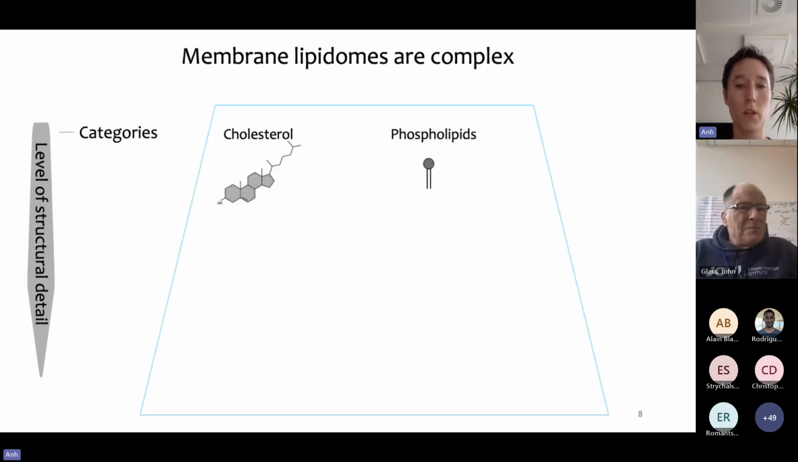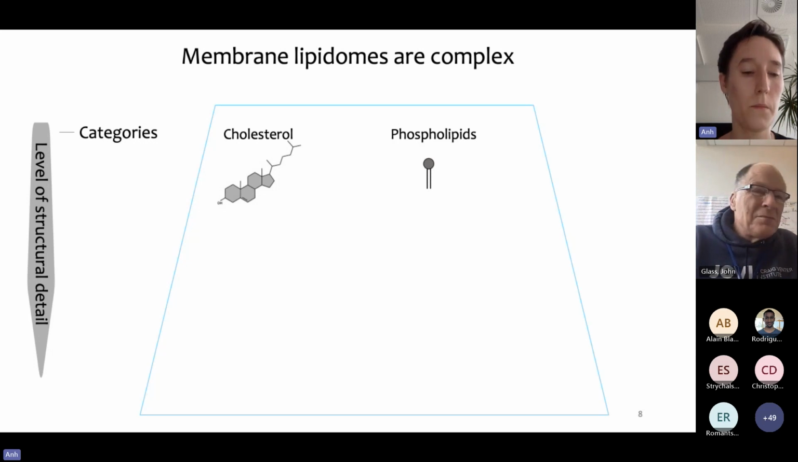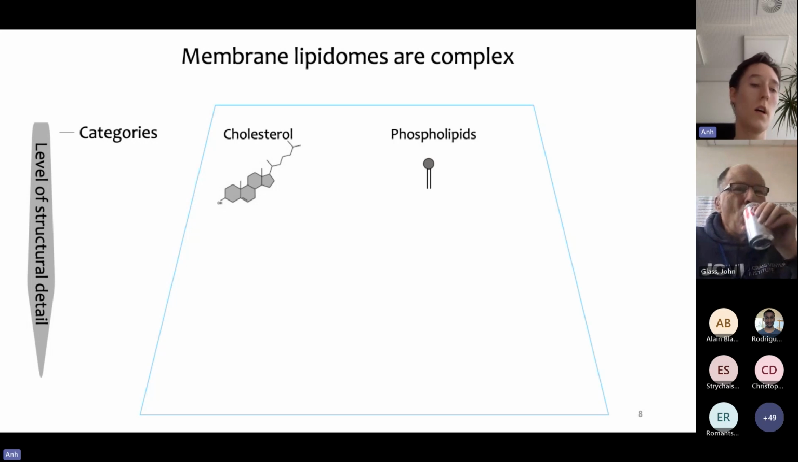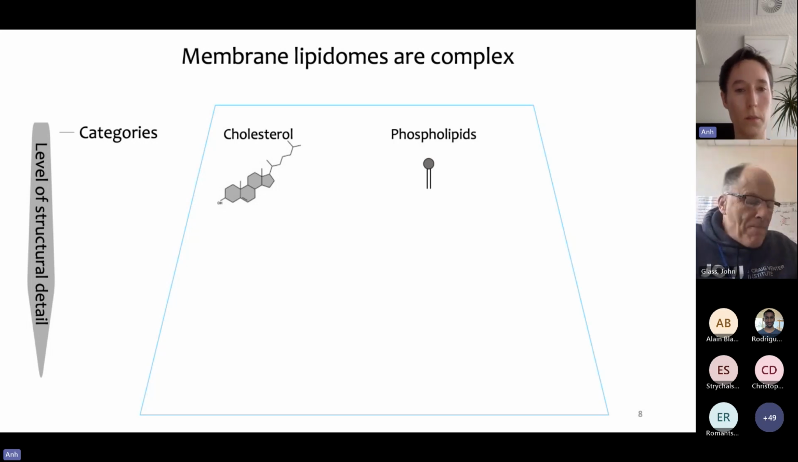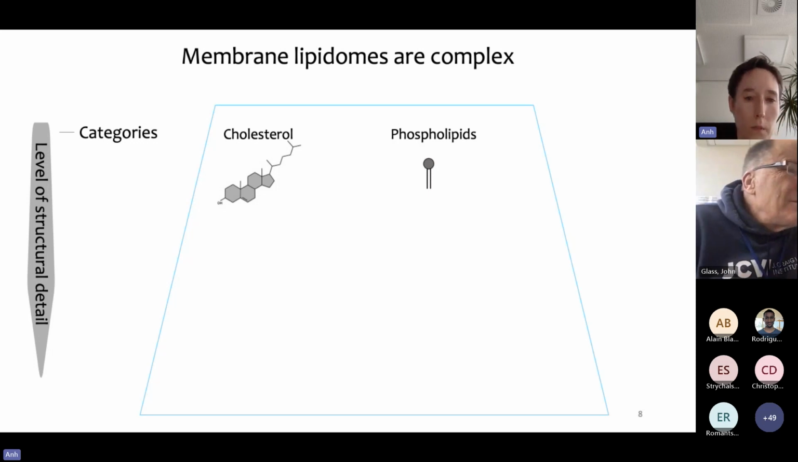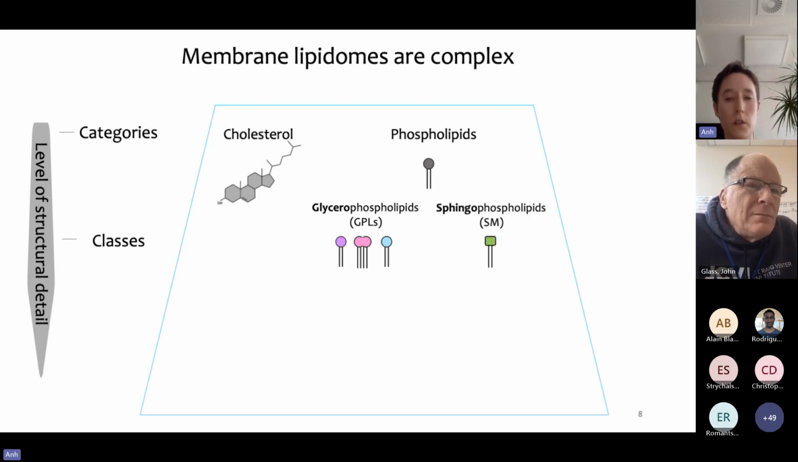So if we start at the most general characterization of lipidome components, mycoplasmas have two categories of lipids. First is sterols, represented by cholesterol, and another one is phospholipids. Phospholipids themselves in mycoplasma lipidomes are represented by glycerophospholipids and by sphingomyelin, which is the only sphingophospholipid in mycoplasmas.